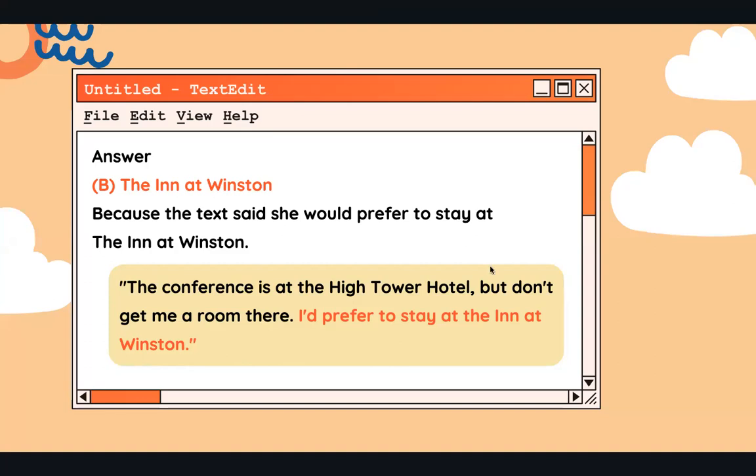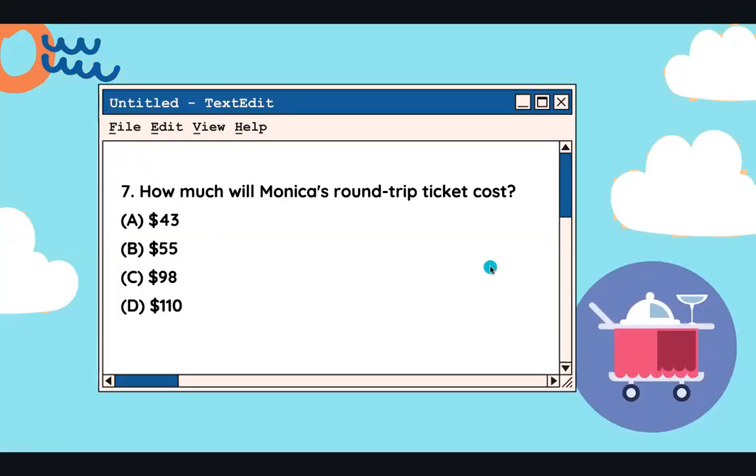And next, question number 7. How much will Monica's round trip ticket cost? A, $43, B, $55, C, $98, and D, $110. You can type the answer in the chat box.